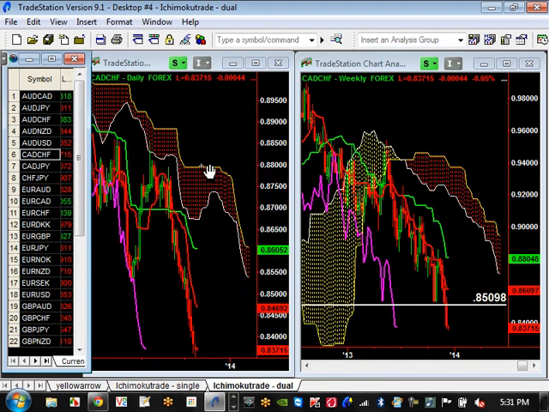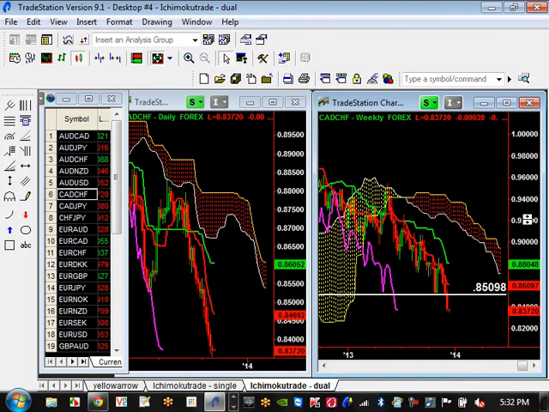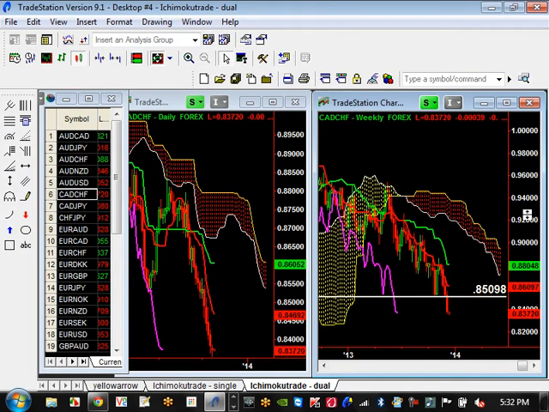USD CAD Swiss, which is the interesting one, it's continuing its trend downwards here. Broke the support at 85.09, and it's trying to get to the bottom of the support now, which is roughly going to be about 83.